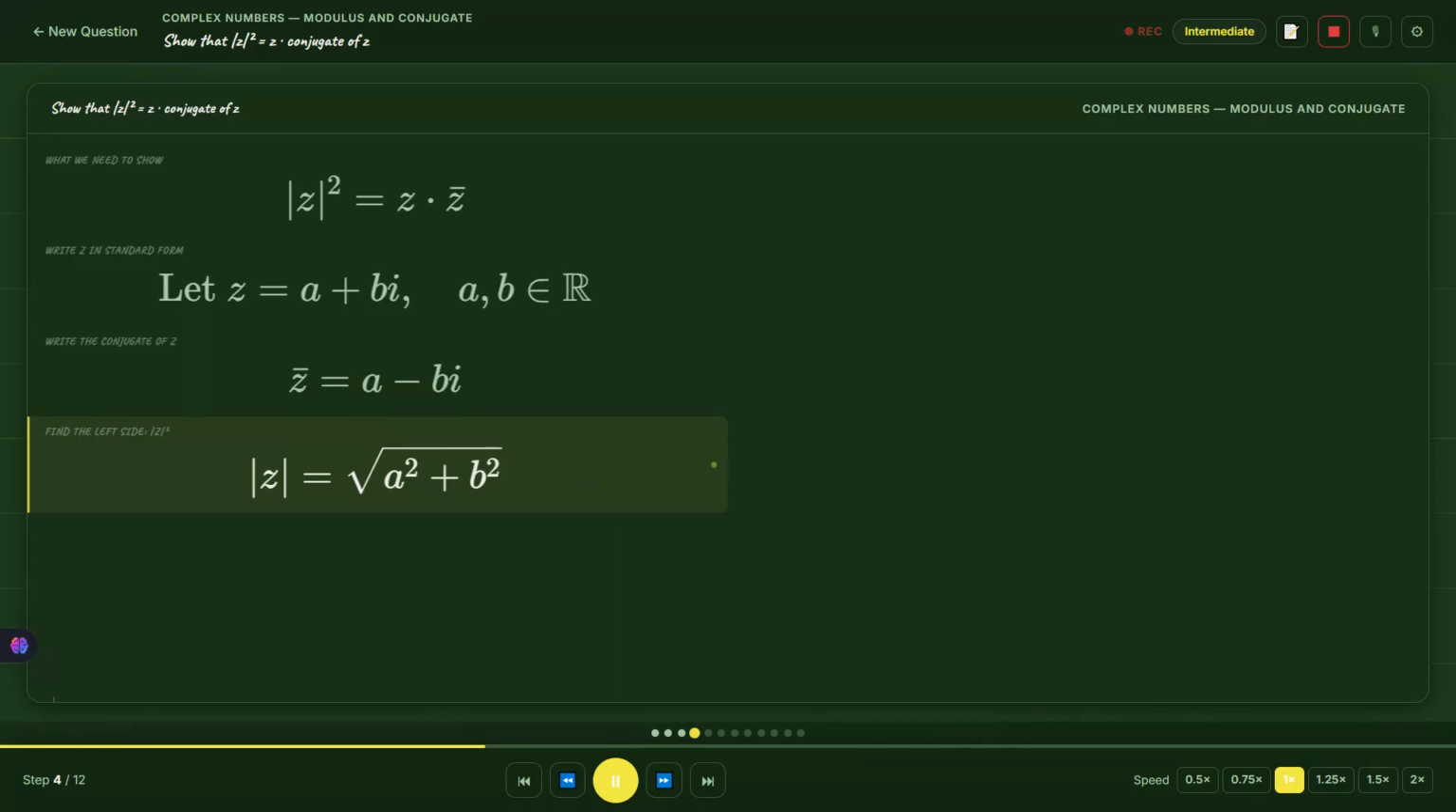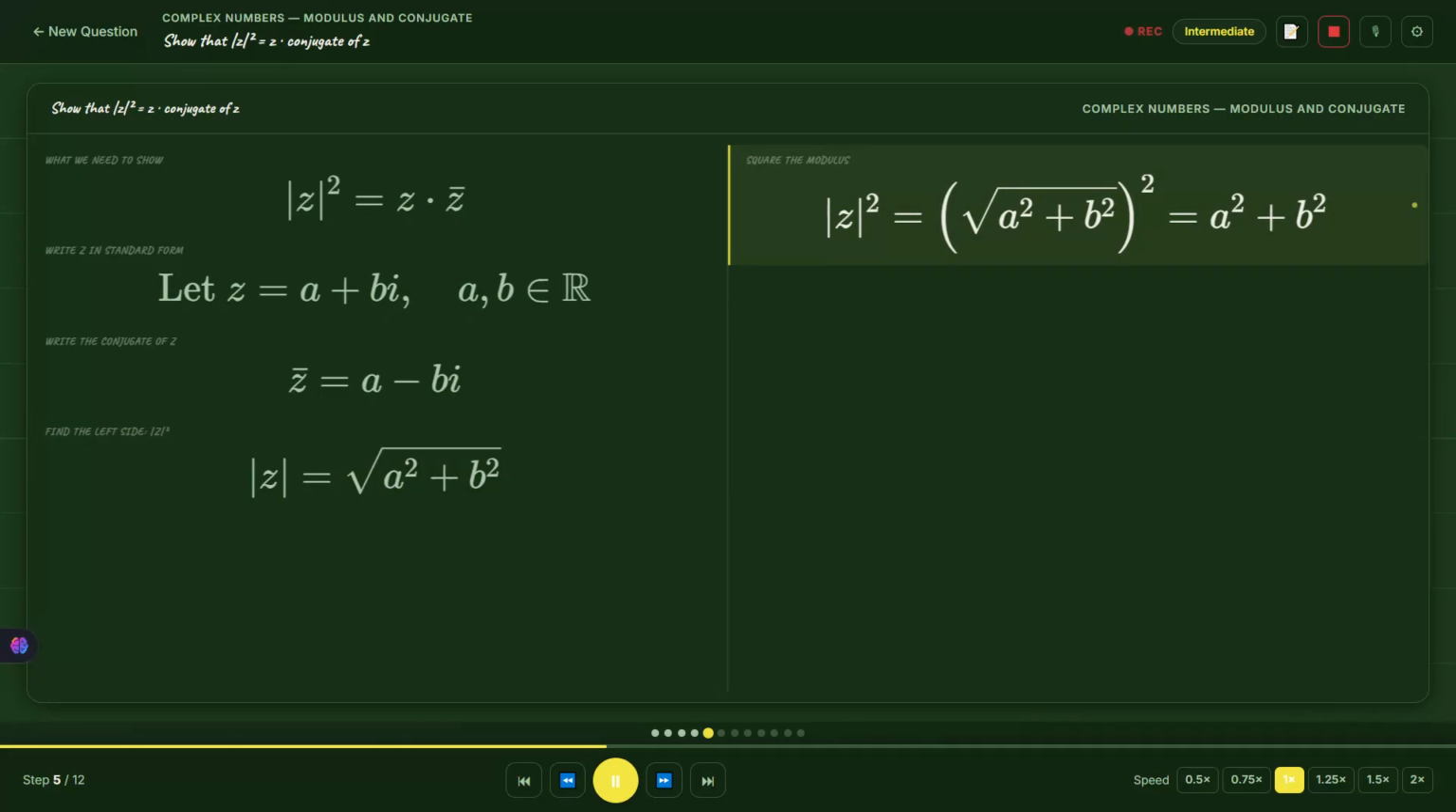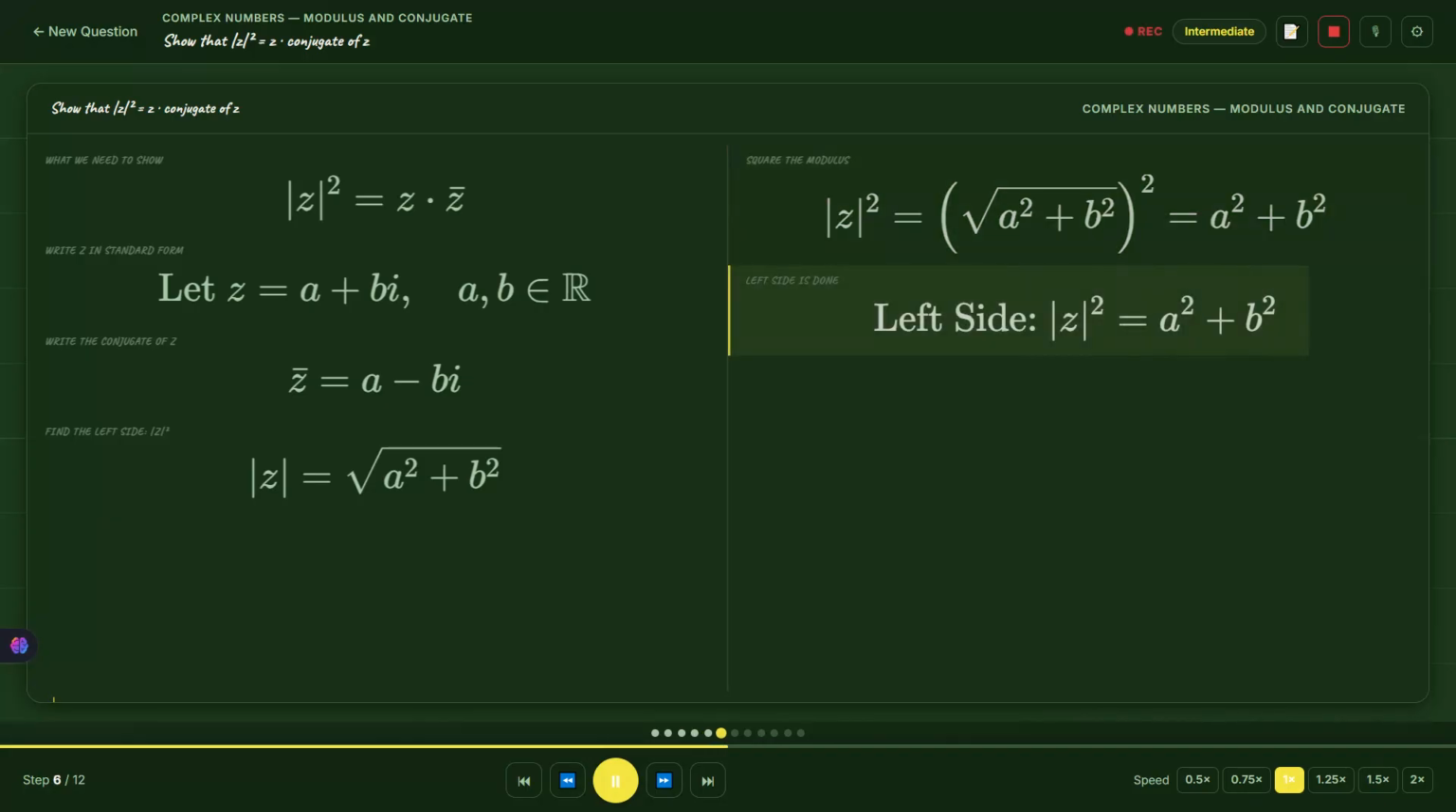Let's work on the left side first. The modulus, or size, of z is the square root of a squared plus b squared. This is like finding the length of a line. Now we square the modulus. When you square a square root, they cancel each other out. So we get a squared plus b squared. Nice and simple. So the left side gives us a squared plus b squared. Let's keep this and now work on the right side.